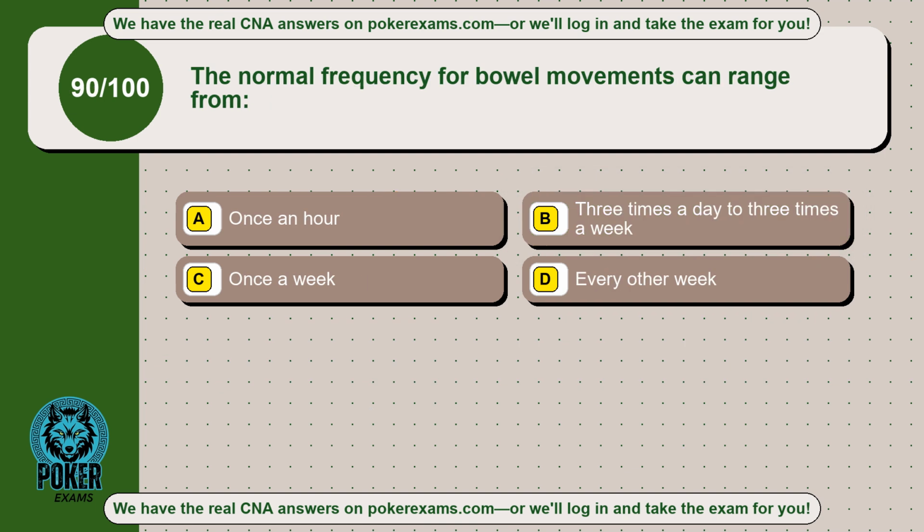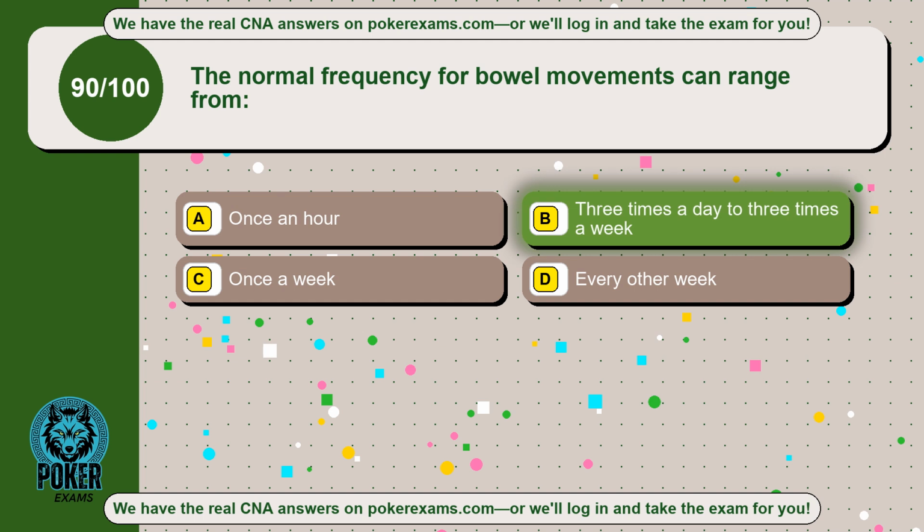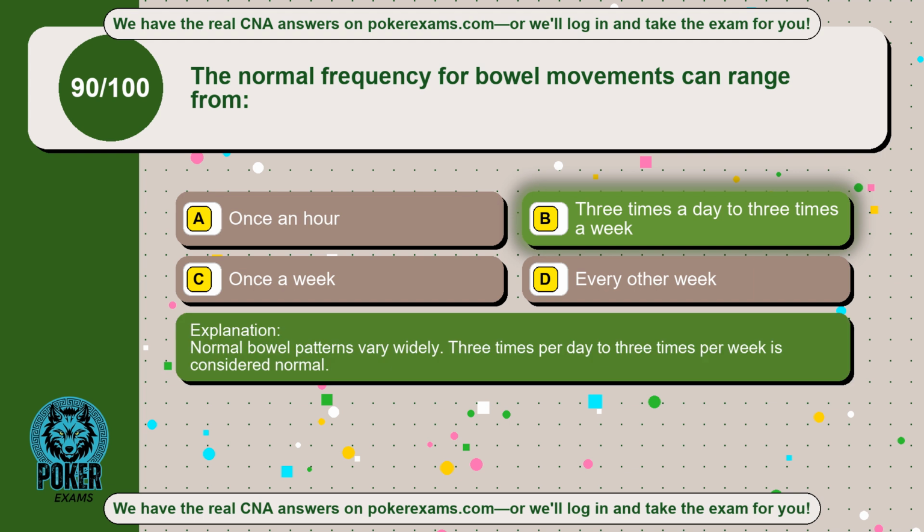Question 90. The normal frequency for bowel movements can range from: Option A. Once an hour. Option B. 3 times a day to 3 times a week. Option C. Once a week. Option D. Every other week. The correct answer is option B. 3 times a day to 3 times a week. Normal bowel patterns vary widely. 3 times per day to 3 times per week is considered normal.